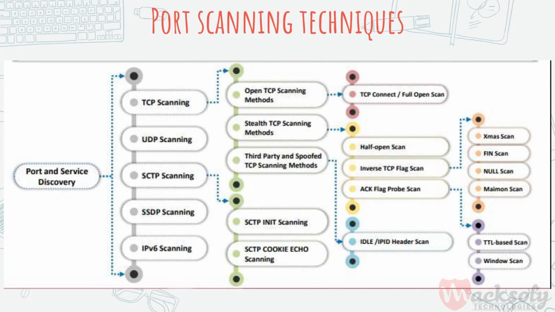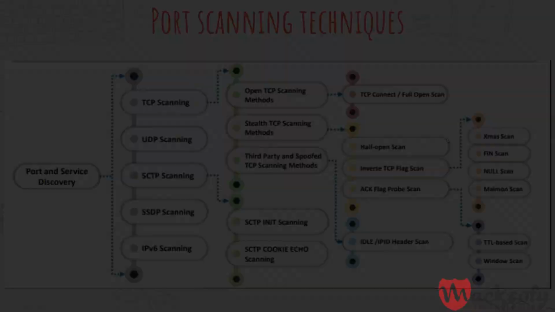As we can see, port scanning is divided into many types of scanning: TCP scanning, UDP scanning, SCTP scanning, SSDP scanning, and IPv6 scanning. Now, TCP scanning is divided into three parts: open TCP scanning methods, stealth TCP scanning methods, and third-party and spoof TCP scanning methods. As well, SCTP scanning is divided into two parts. These are further classified into many other kinds of scans, which we will discuss.